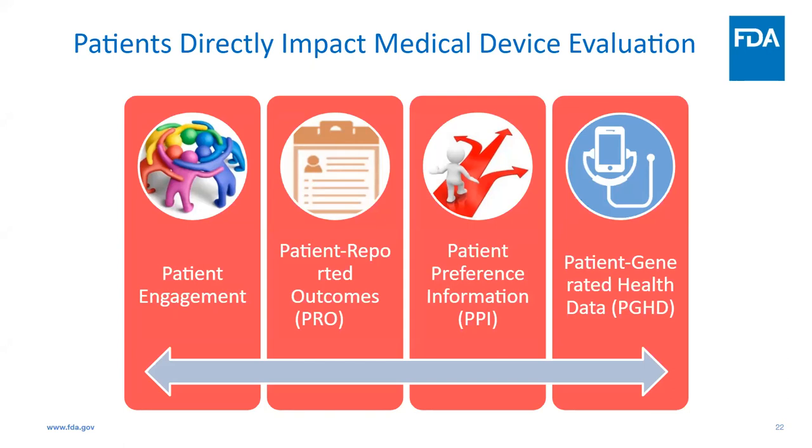Patient preference information is slightly different. It gives a reflection on how patients value the benefits and risks that are associated with the treatment, as well as the treatment alternative, and how they're willing to make those trade-offs in some cases. So this information can be useful, but in a slightly different way than patient-reported outcome measures are.